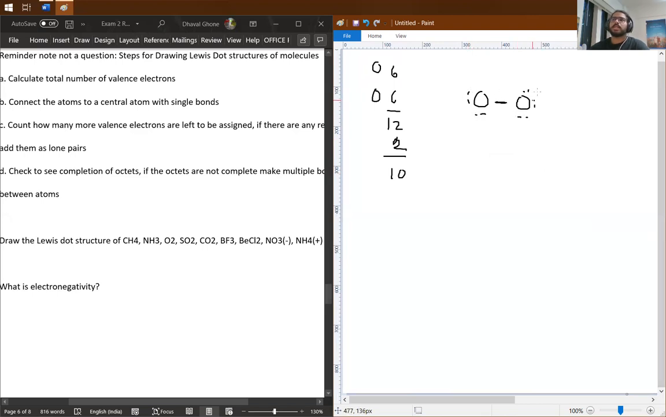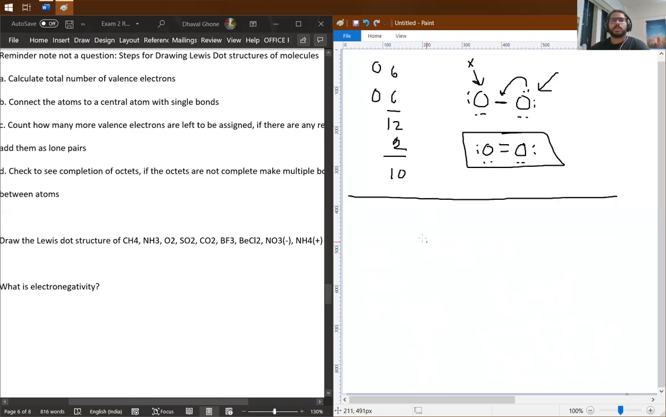Check for octets. This oxygen has an octet, but this does not have an octet. So what I'm going to do is I'm going to make this share electrons, and then I get a double bond, oxygen, oxygen. There's 2 lone pairs left over here, and this one only had 2 lone pairs to start with. And that is the structure for oxygen.